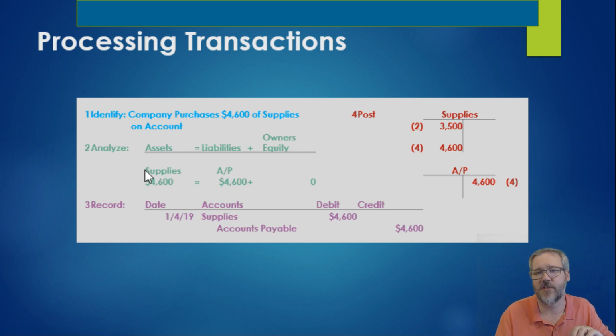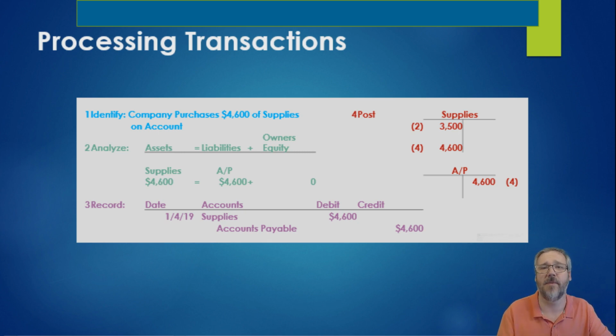So what we have here in this transaction, to analyze it, I've got assets of supplies increasing by $4,600. I have brought home, let's say, $4,600 worth of supplies, but I told the company to bill me later. So what ends up happening is my supplies account increases, my payable, my liability, also increases, right? This person gave me $4,600 worth of supplies. I possess $4,600 worth of supplies.